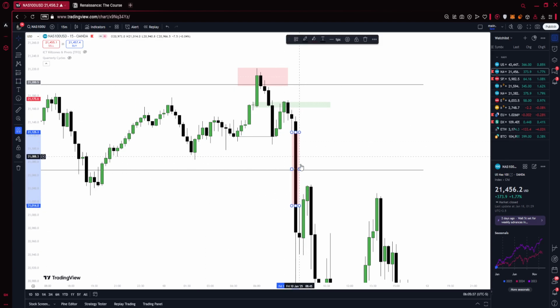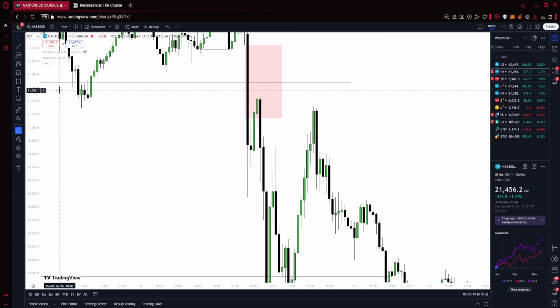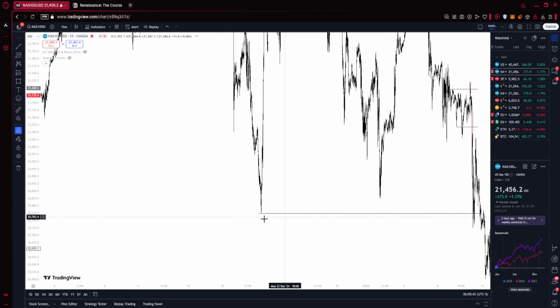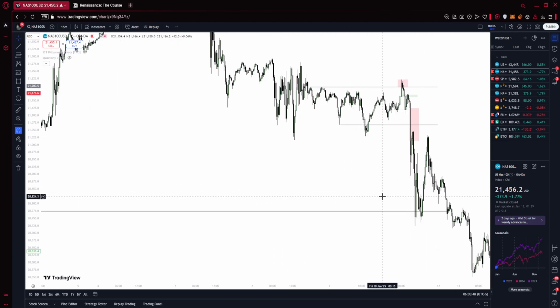We have another gap right here that we tap into. Where does this take us? Right after these two equal lows. These two equal lows. Very simple.